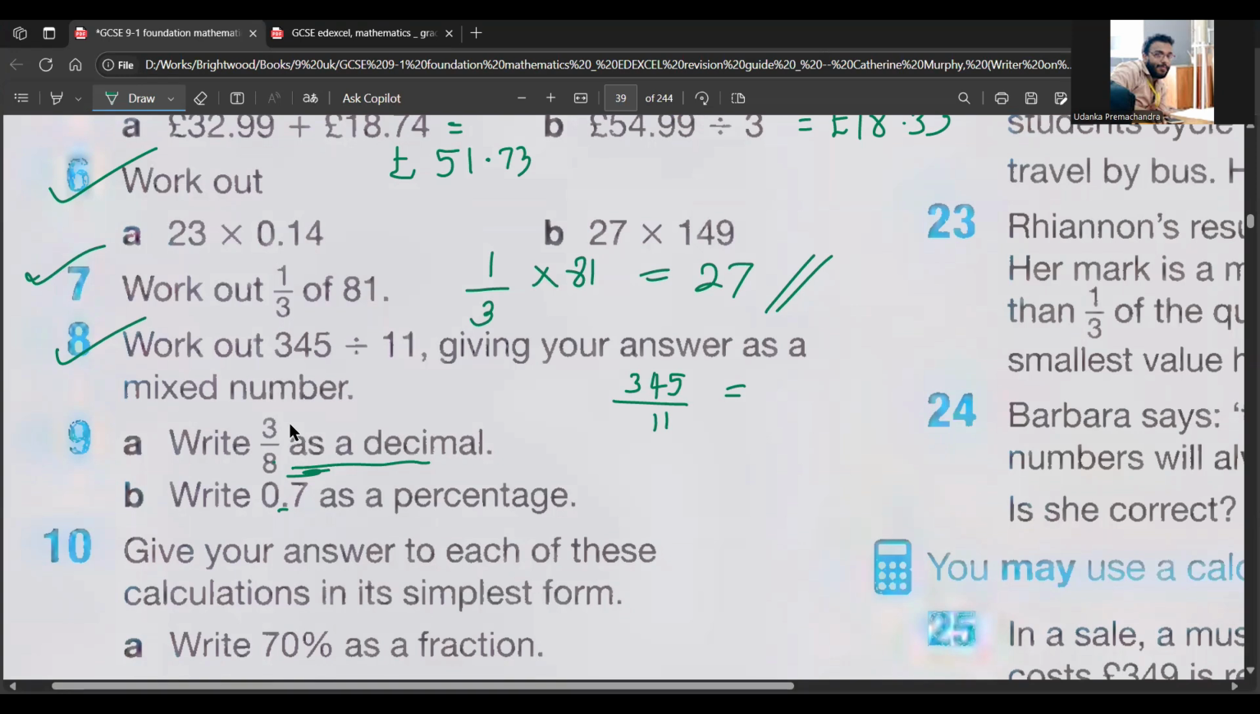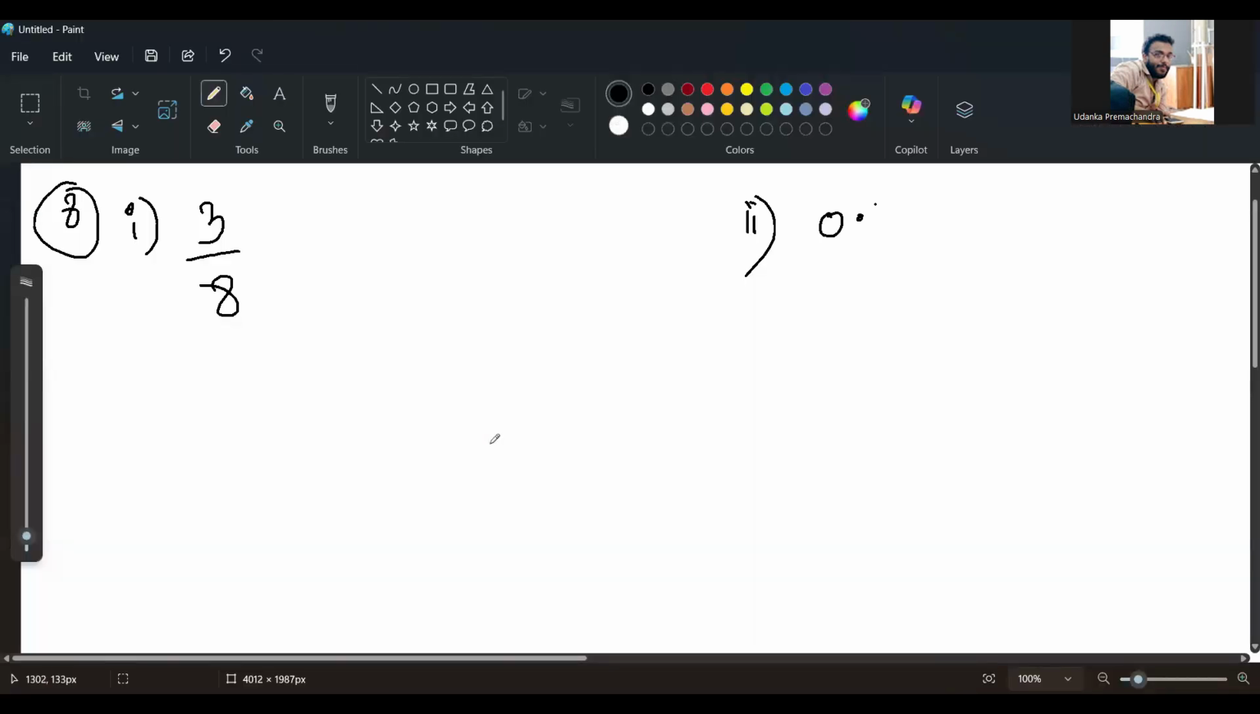And next one, percentage. When you are writing as a percentage, you have to multiply by 100%. Shall we move? Here you have to divide. First one, you have to divide. Next one, 3 divided by 8 here. Here, 0.7, you have to multiply by 100%. Get the answers. You can do. I've done, sir.